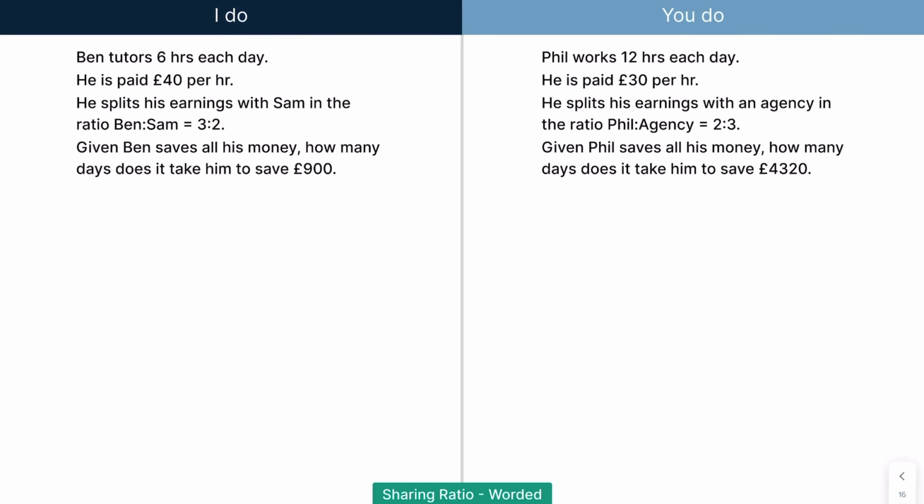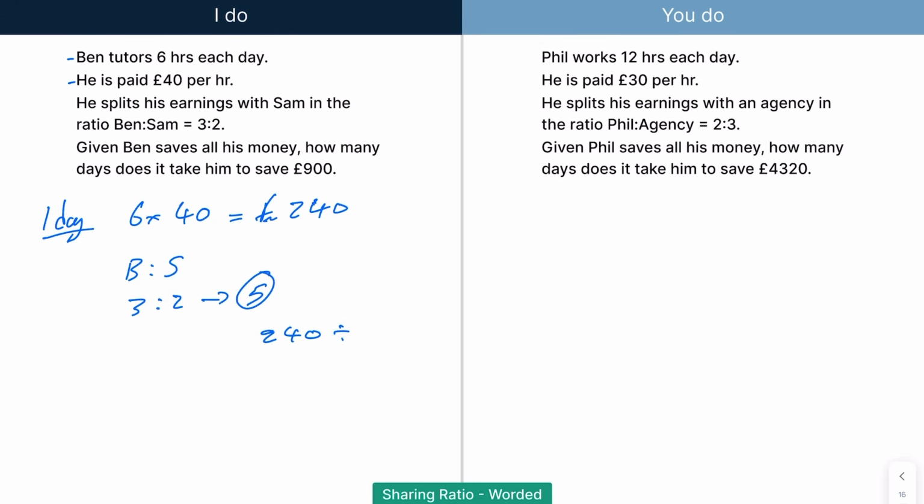So if we go line by line from the top, he works 6 hours each day. He's paid £40 an hour. So in one day, Ben gets 6 times 40, which is £240. So we're clear on that. Now, how much of this does he keep? Well, he splits it in the ratio between Ben and Sam as 3 to 2, which has 5 parts. So if we find out how much one part is, if you just do 240, divide that by 5, that's 48. So we know that Ben keeps 3 times 48, which is 144. Okay, so that's how much he keeps.